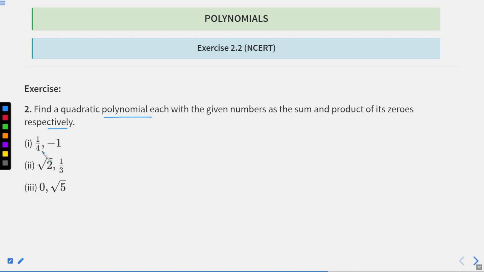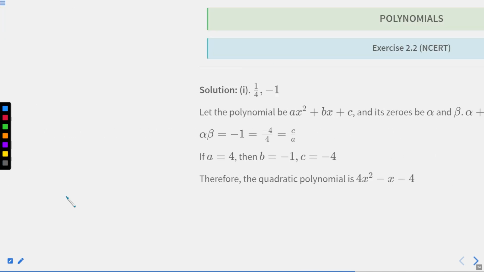Okay, so this is the sum of its zeros and this is the product of its zeros. Okay, so let us see how to solve.